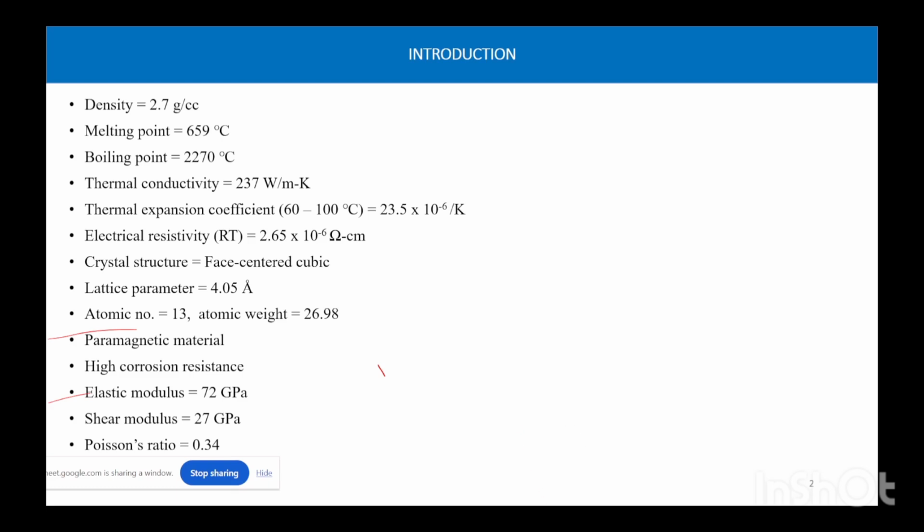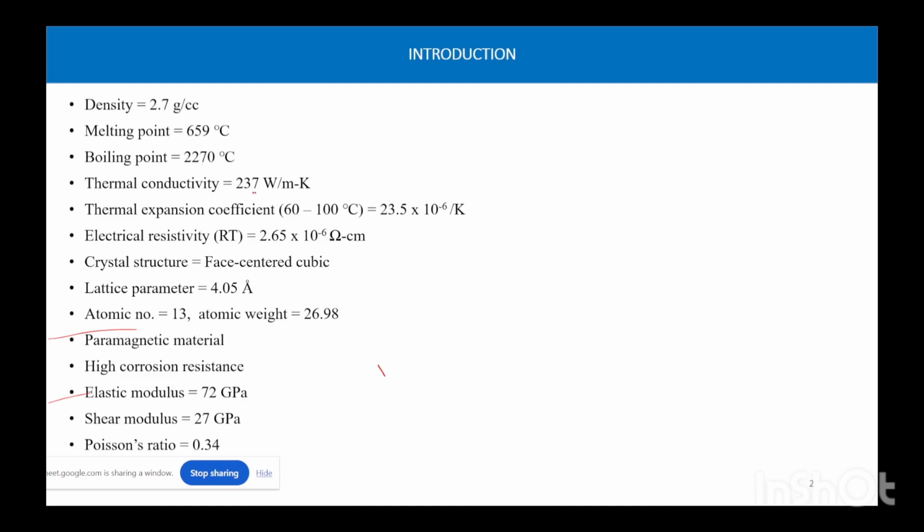Okay, so first we start with the introduction of aluminum alloy. The properties of aluminum alloys are listed in this slide. The aluminum alloys are known for their high strength to weight ratio. Its density is generally 2.7 gram per cc, melting point 660 degrees Celsius. The low melting point of aluminum alloy allows easy forming processes, because of this low temperature, and its boiling point is 2270 degrees Celsius.